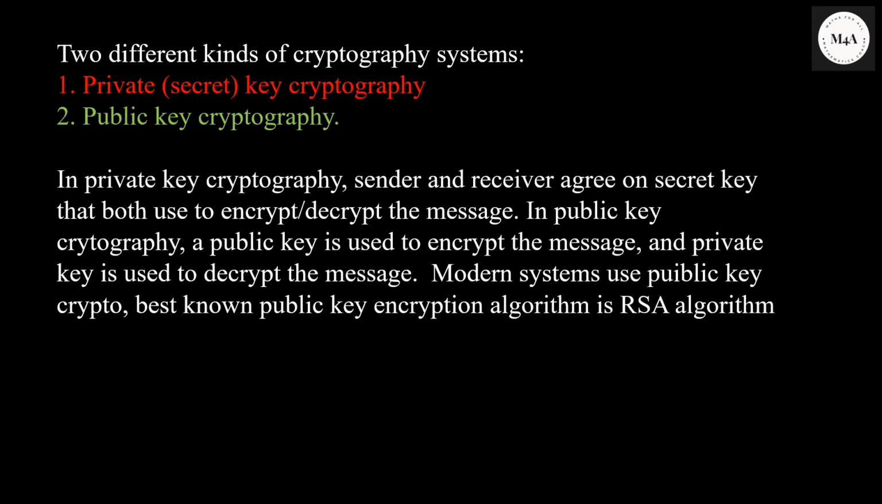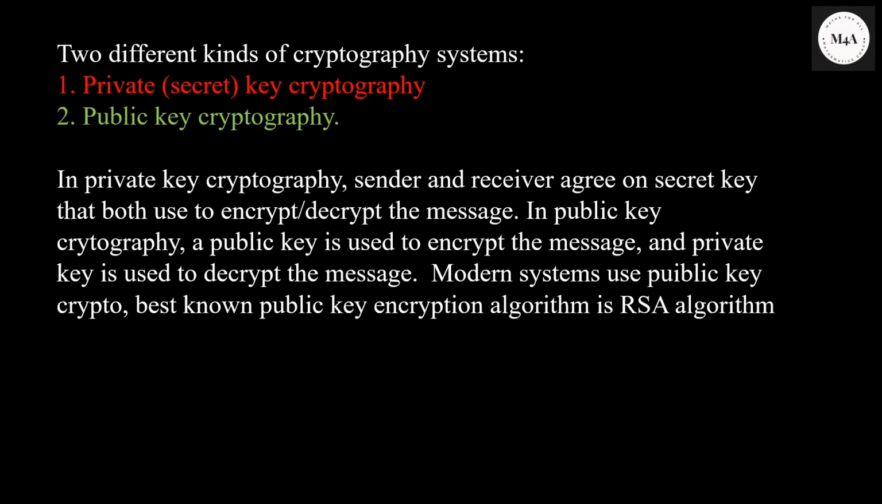In private key cryptography, sender and receiver agree on a secret key that both use to encrypt or decrypt the message. So in private key cryptography, between the person who sends the message and the person who receives it, there is an agreement that they can encrypt or decrypt. Encrypted, the message can be sent coded, and the receiver can decode and receive it. In public key cryptography, the public key is used to encrypt the message and the private key is used to decrypt the message. What is the difference? We encrypt the message with the public key, and we decrypt the message with the private key.